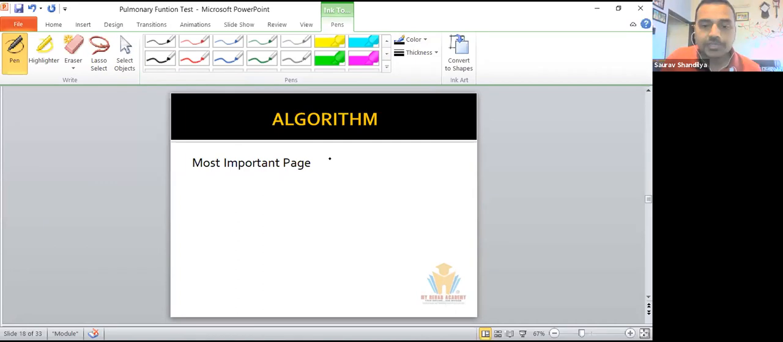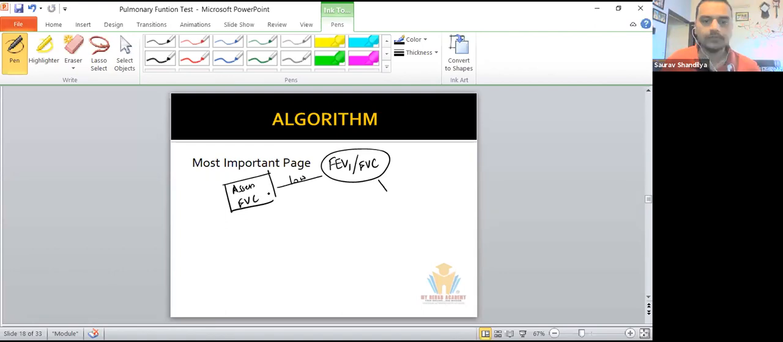So what do you do when you see the PFT report? The FEV1 FVC ratio you find out. Okay, what could the ratio be? Either it could be low or it could be high, right? Let us take an example. If it is low, then what do we have to do? We have to assess FVC. Assess FVC. Very, very important algorithm to understand this.